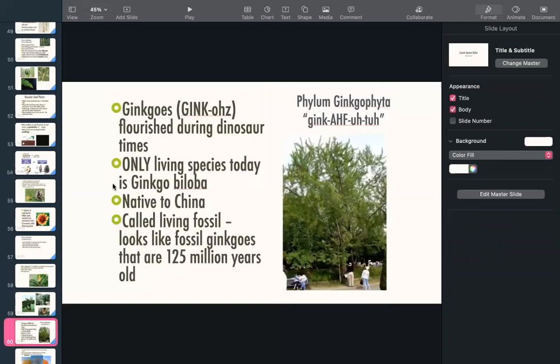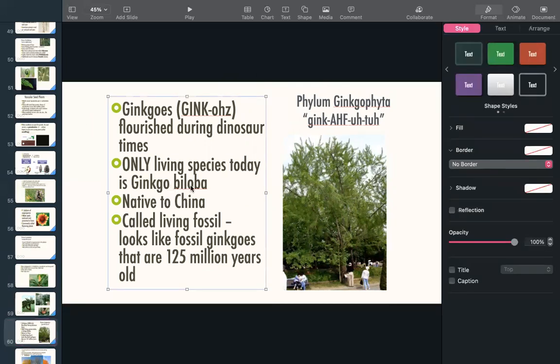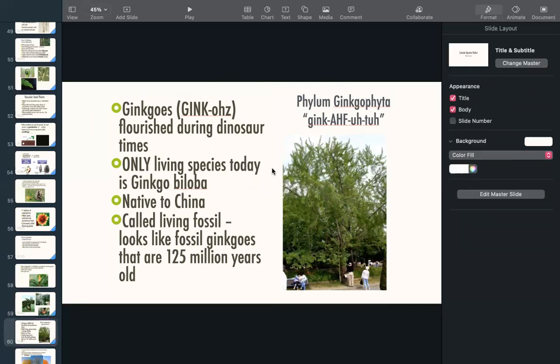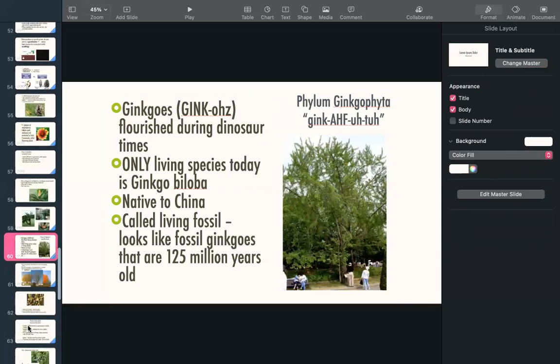Okay, the next phylum is Ginkgophyta. These are the ginkgos. They also flourished when the dinosaurs were around. There is only one species in the entire phylum left alive today, and that is the species Ginkgo biloba, which is native to China. And the ginkgo trees are actually really good because they can survive in a very highly polluted environment.